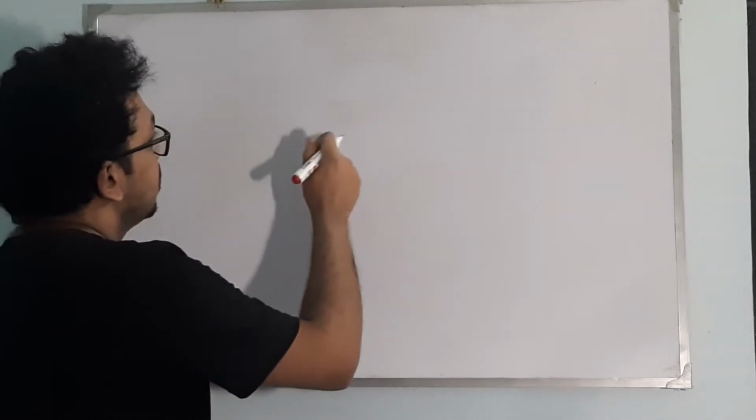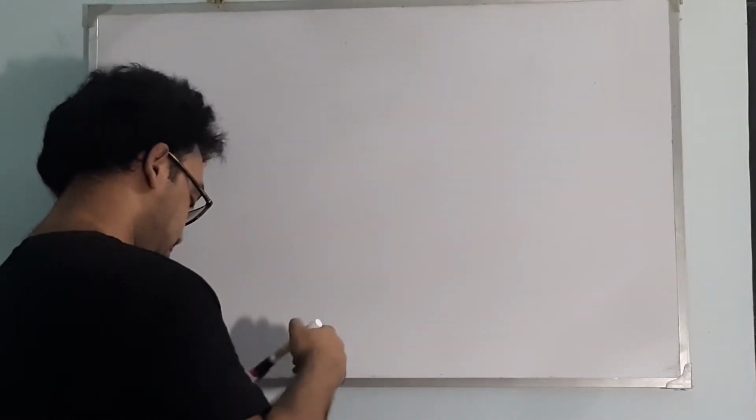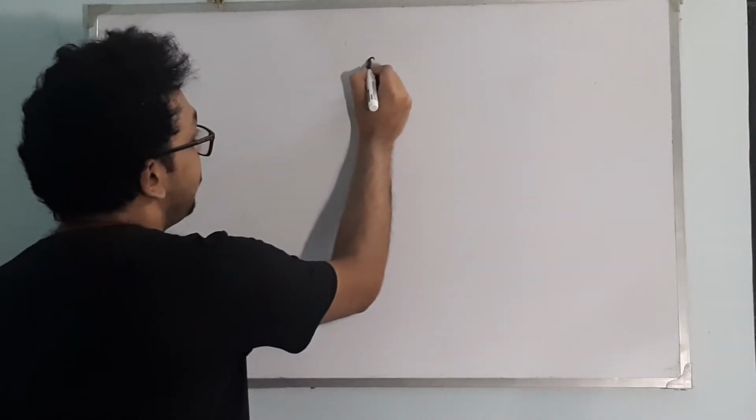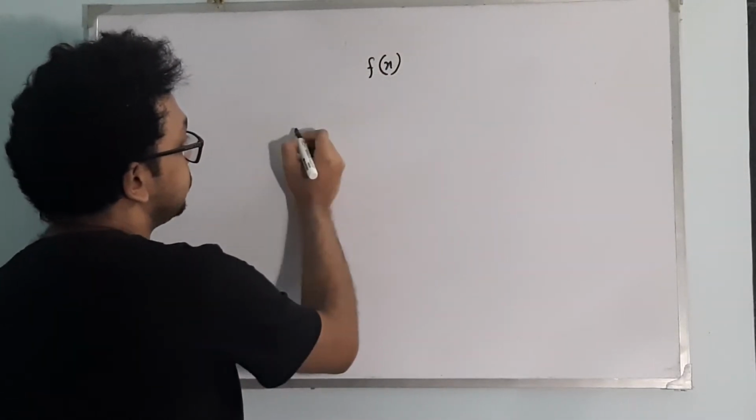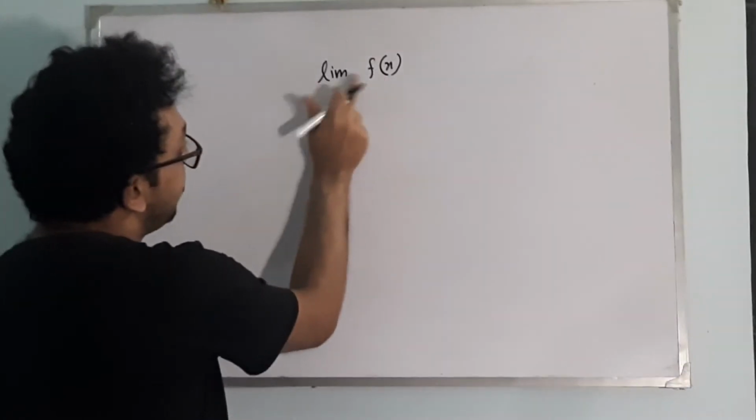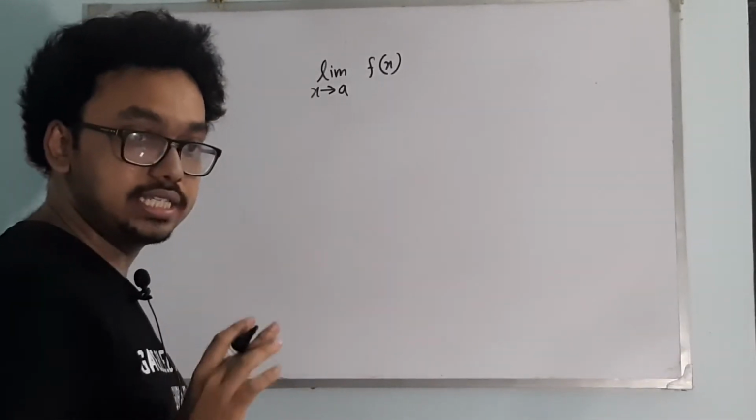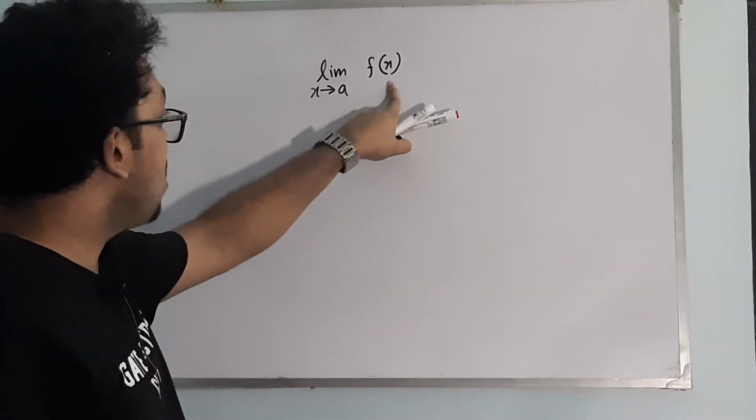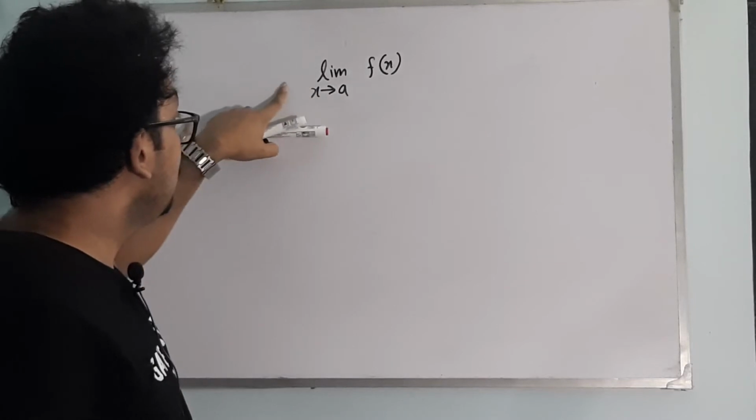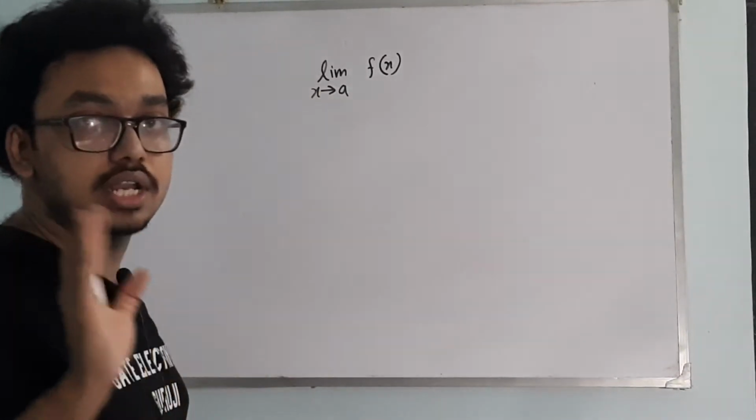Suppose you have a function f of x and you want to find out the limit of the function f(x) when x is tending towards a, right? So what did I say? All I said is that you have a function f(x) and you want to find out the limit of the function f(x) when x is tending towards a.